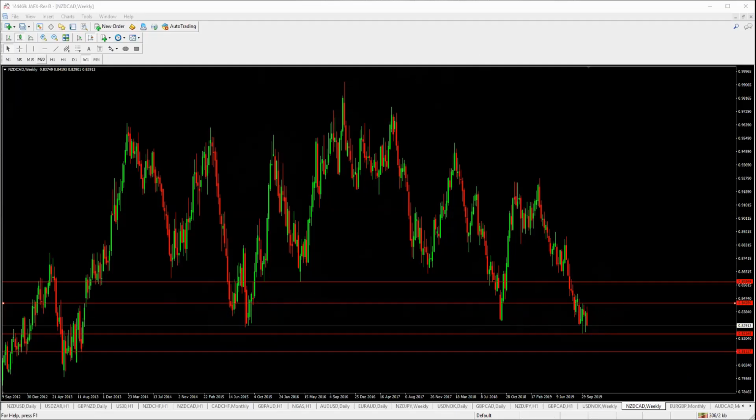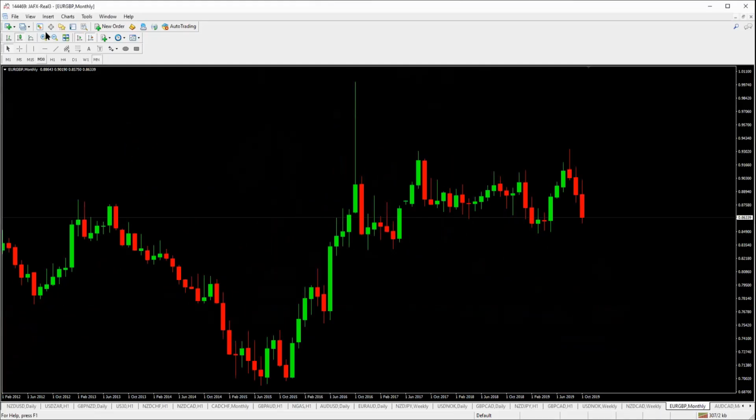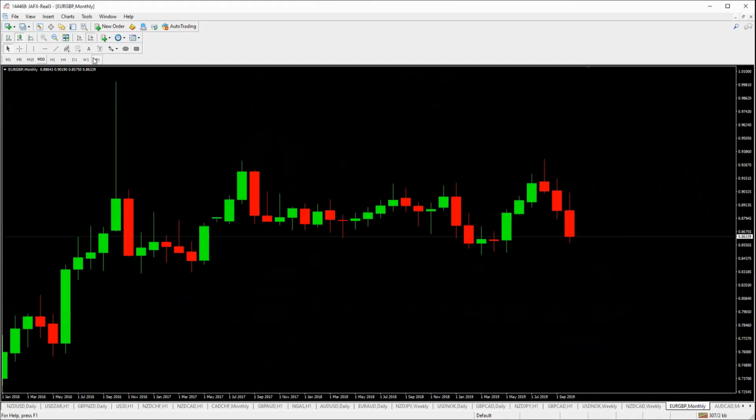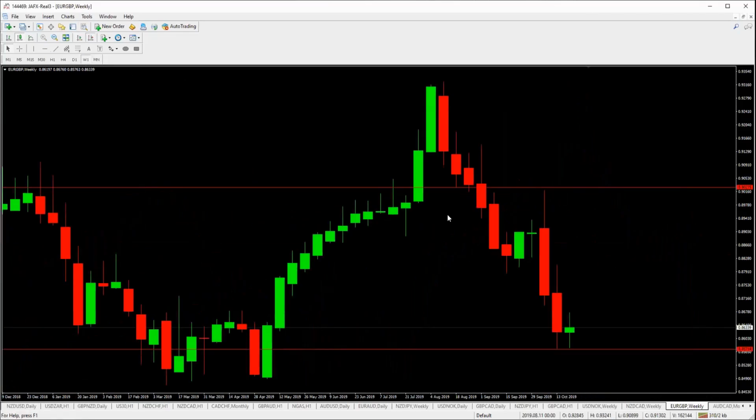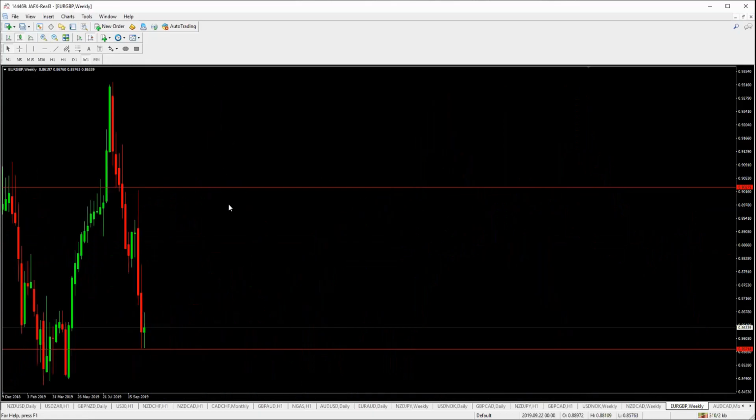Okay, so let's go to Euro GBP. Okay, we're on our monthly. I'm going to plot this in. I already see, right, there's a huge rejection. We got a pin bar 2 months ago, 3 months ago or so, because it's almost the end of October, right? So go down to this weekly.